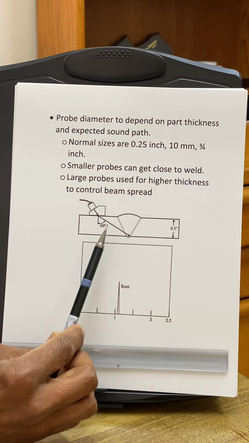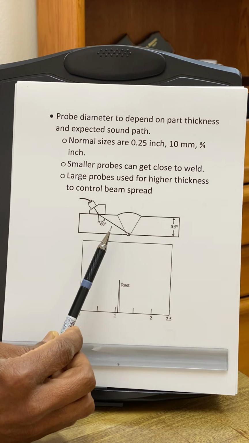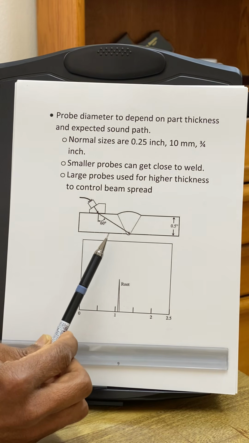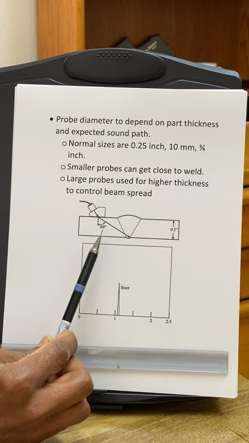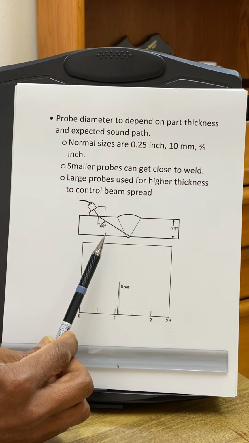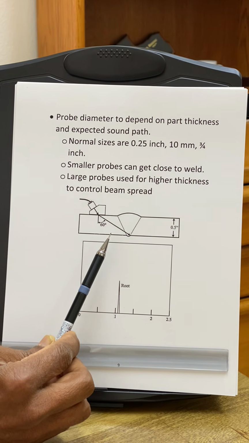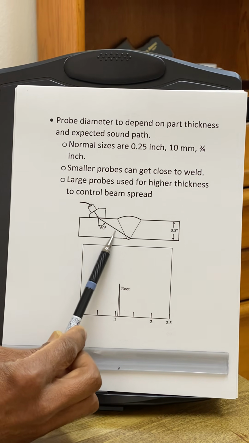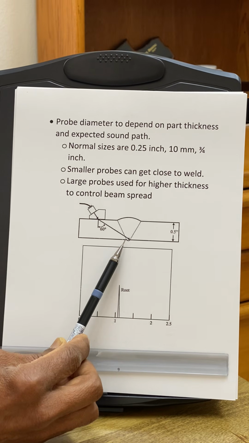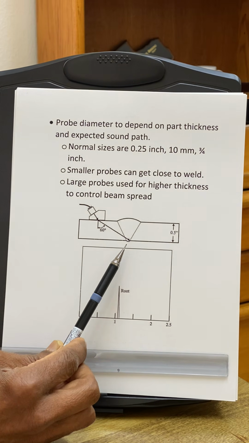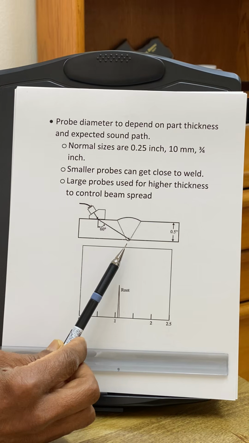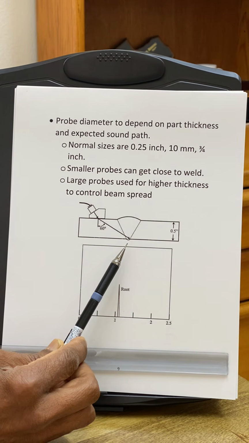On the other hand, if the thickness becomes very heavy, for example 2 inches, then 60 degrees may not be the correct angle. Even though 60 degrees will see the root of the weld, the sound path will become very long. Because of the longer sound path, the beam spread will be very high, and that will result in a reduction in the signal to noise ratio. So for that case, we would have no choice but to go to 45 degrees.